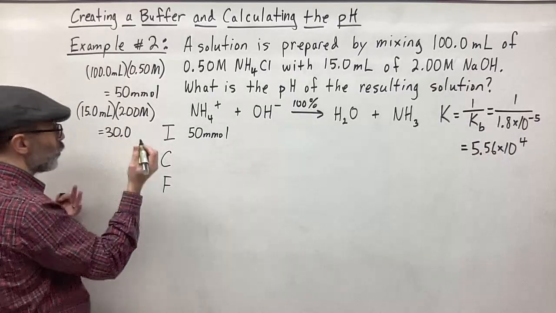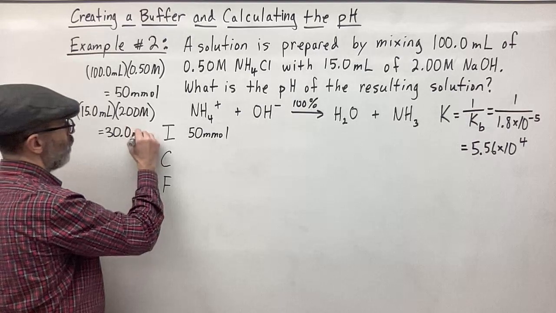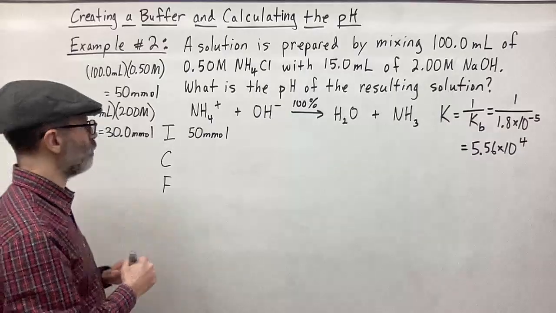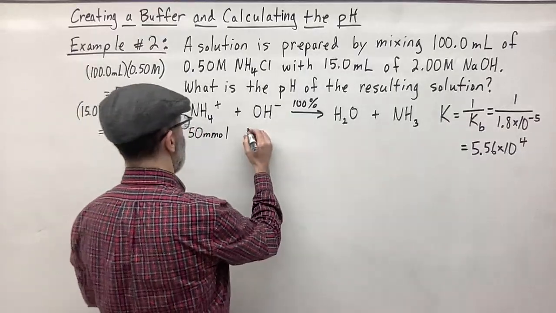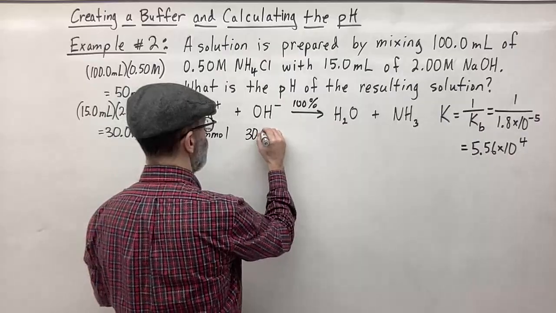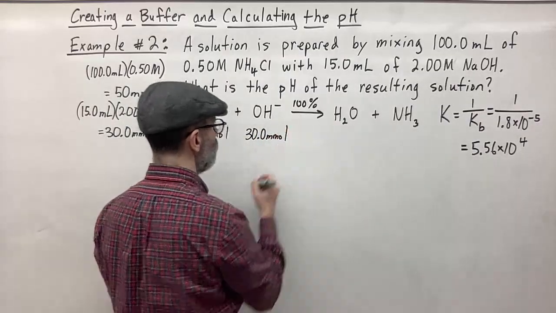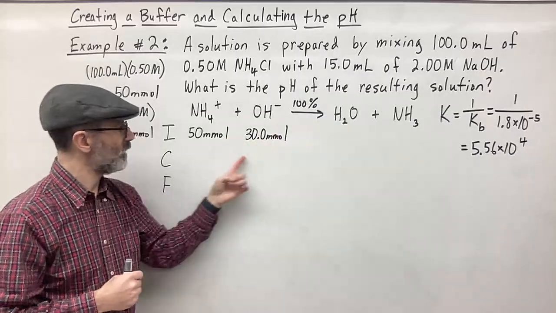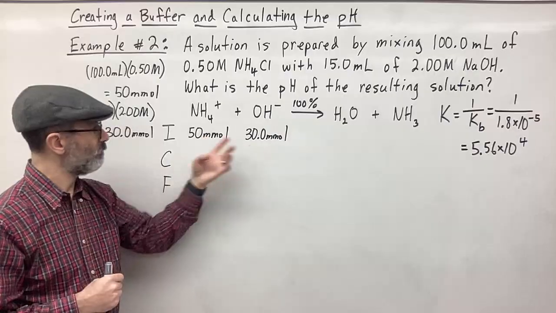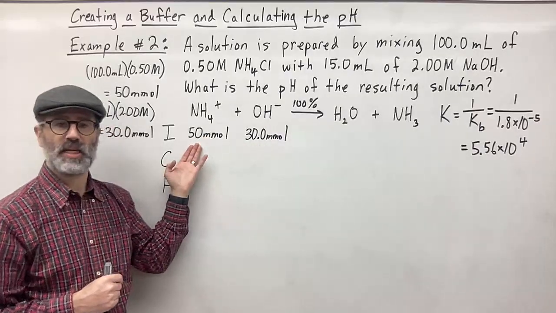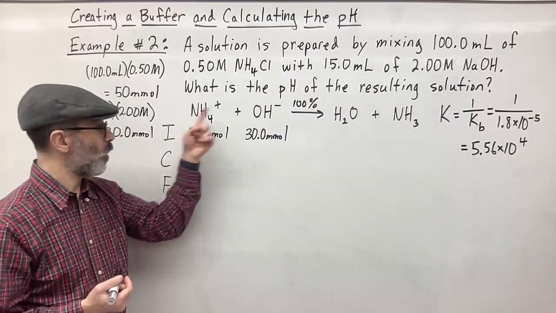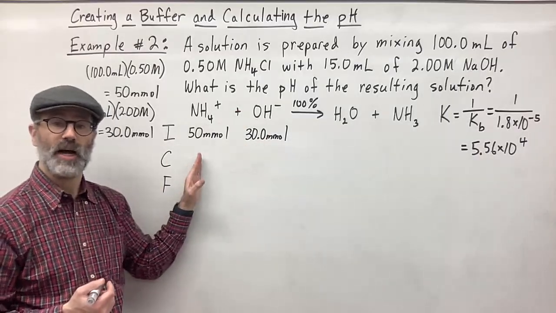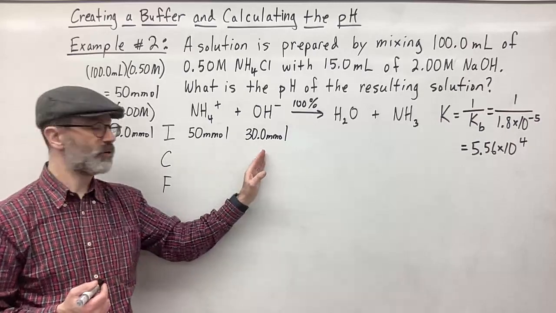So 30.30 would be the correct number, right? But it probably doesn't matter that much. But you know, let's get things right. Okay, so we have 30.0 millimoles here. This is going to react to completion, right? So we have fewer millimoles of the hydroxide ion than the ammonium ion. This is a 1-to-1 ratio. So all of this is going to react completely with this. This is going to be our excess reagent. This is our limiting reagent, right?